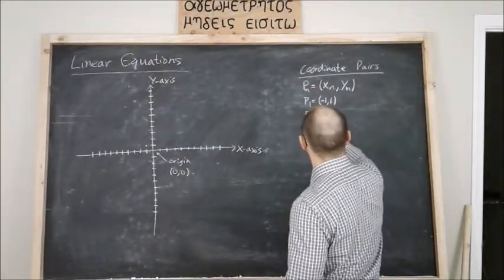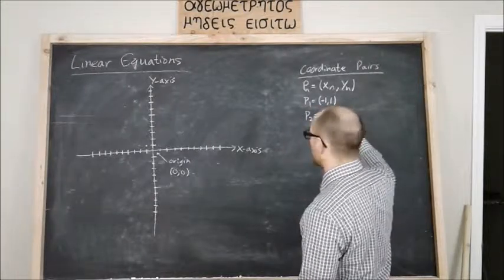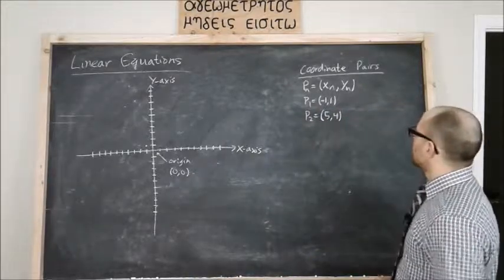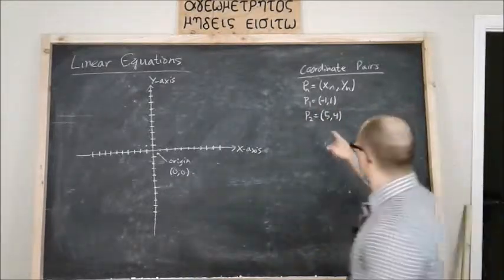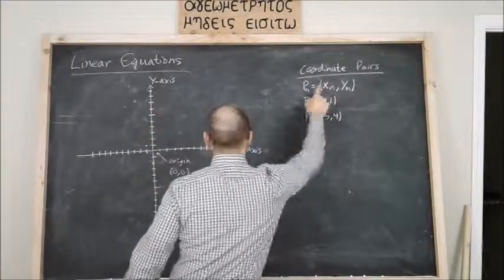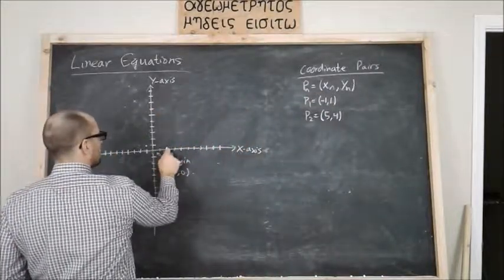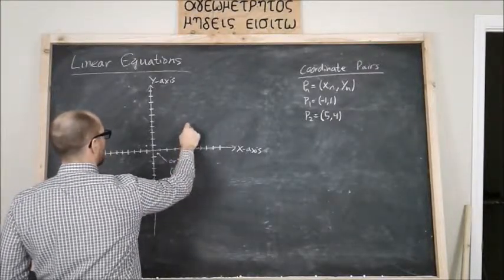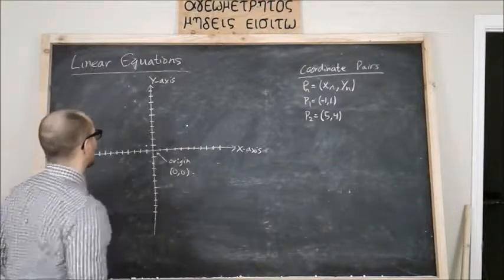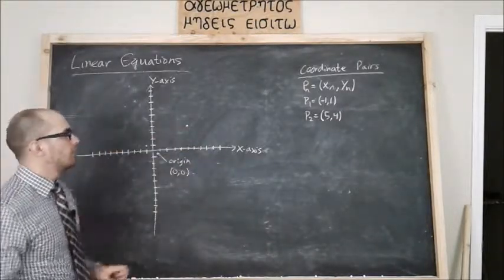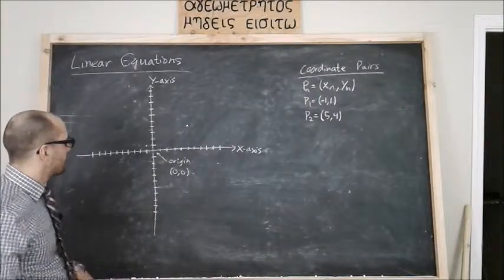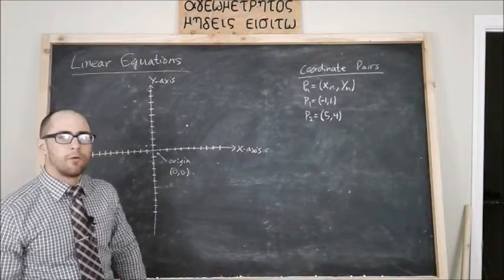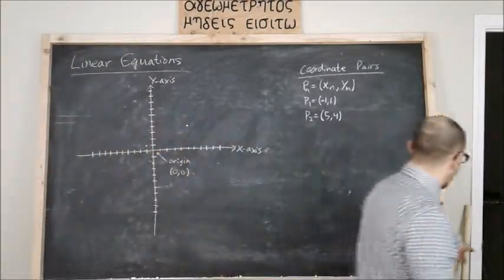If I do P2, all right, let's say that's 5, 4. So 5, we start with the x, right? X goes first. +5, 1, 2, 3, 4, 5. And then +4 in the y, 1, 2, 3, 4. So that's about here. All right, point 1, point 2. Now, we have 2 points. This is going to set us up for linear equations.